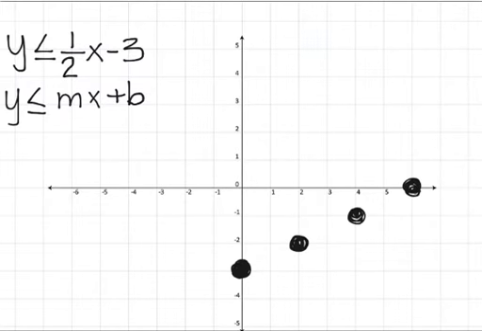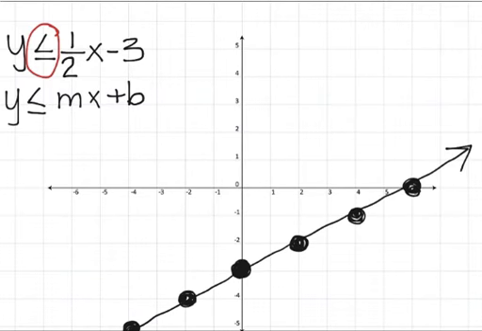Or we could go the opposite way. Down 1, 2 to the left. I have made all my points here. Let's see if this needs to be a dotted line or a solid line. If you look at your symbol over here, it has the line underneath, so that means it will be a solid line straight through our points.